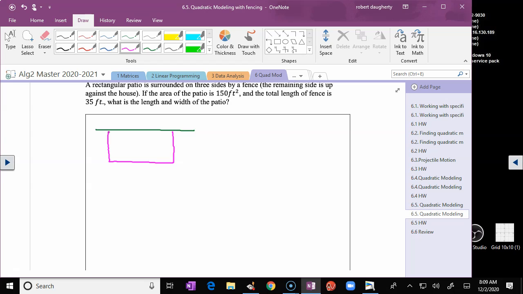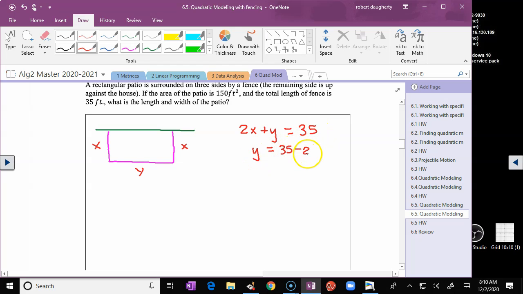So if you look at this, you typically would come in and say, okay, the two sides that match, let those be x. This one is going to be y, okay? So in this case, you know that 2x plus y has to equal, how much fence do you have? 35 feet. So y is equal to 35 minus 2x. So this side is 35 minus 2x.